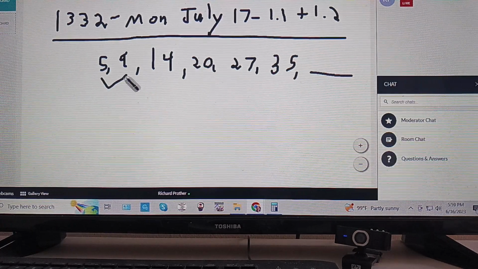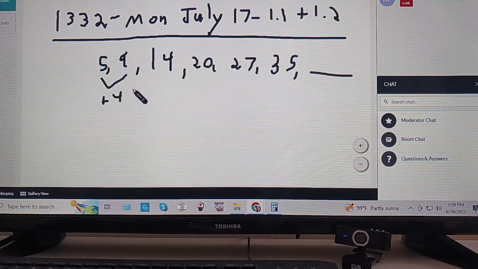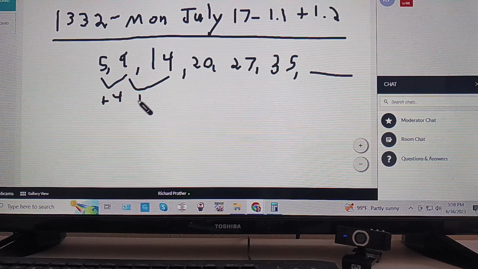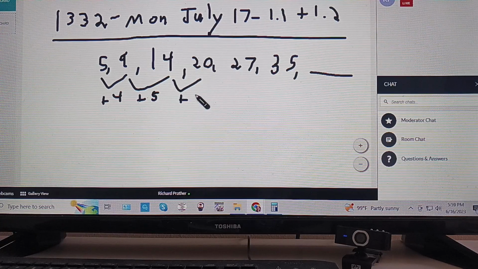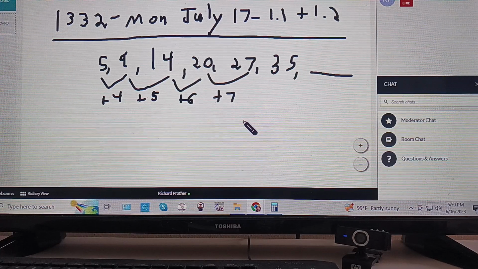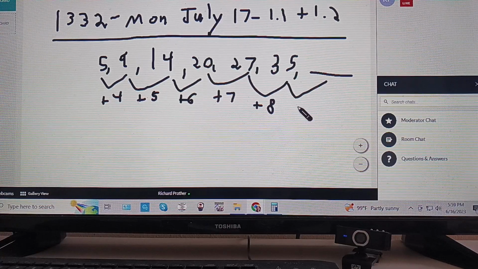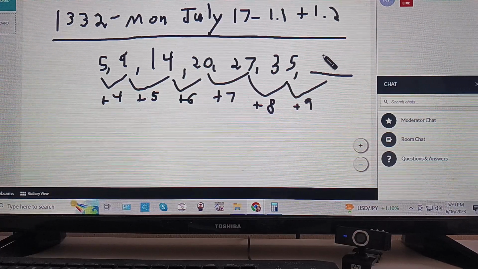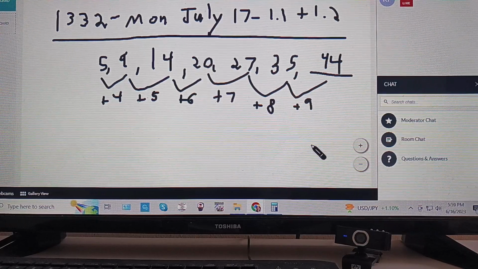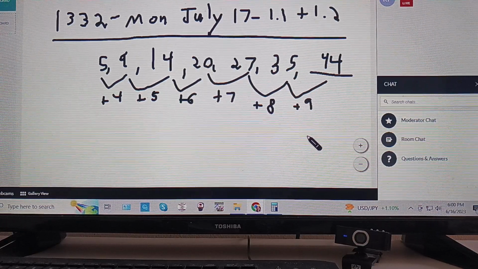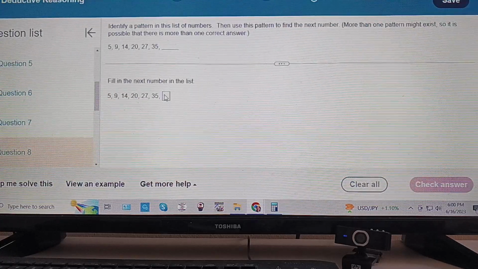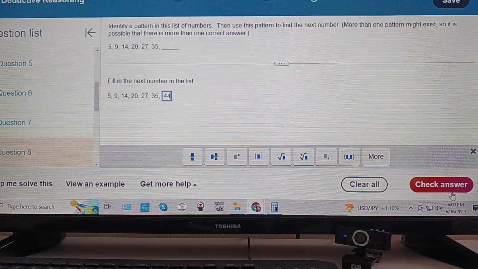So 5 plus 4 is how you get 9. But 9 plus 5 is how you get 14. 14 plus 6 is how you get 20. 20 plus 7, see how you're adding, but you keep adding by one more. So the next one should be adding 8. 27 plus 8 is 35. And then 35 plus 9 should be the next one, which is 44. So it's okay if there's a pattern even in the pattern itself. So 44 is the next one.